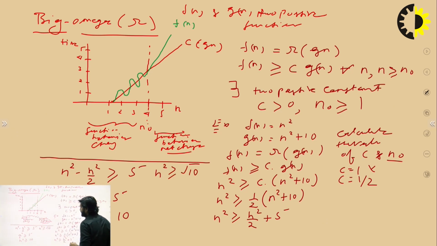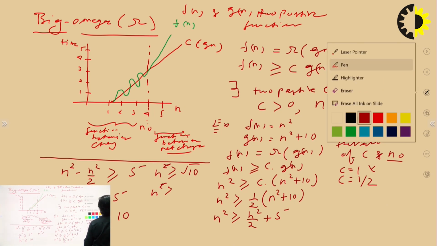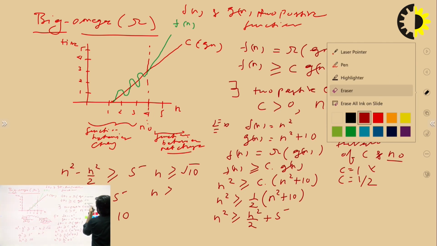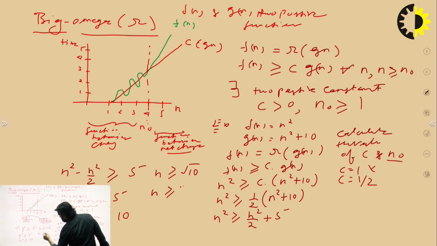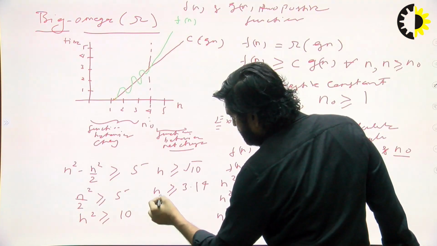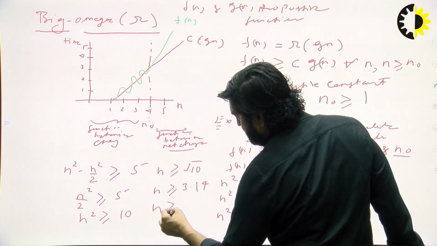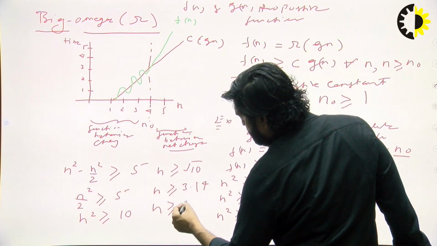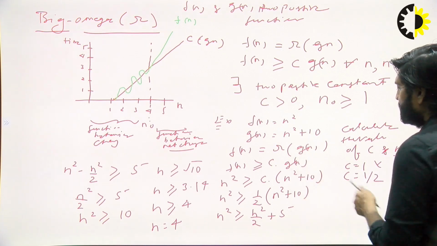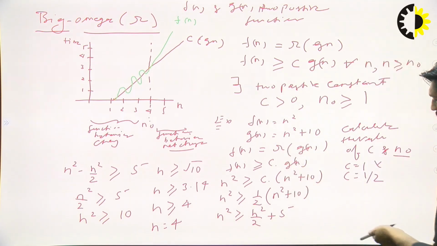The value of n is greater than or equal to root 10. Now we calculate the value of root 10, which is near about 3 point something. n square is always greater than or equal to n. n is greater than or equal to 3.14 something. You just calculate the value of the root. n is greater than or equal to near about 4. Now we just take a value n equal to 4. For n equal to 4, it satisfies the inequality of this asymptotic notation.